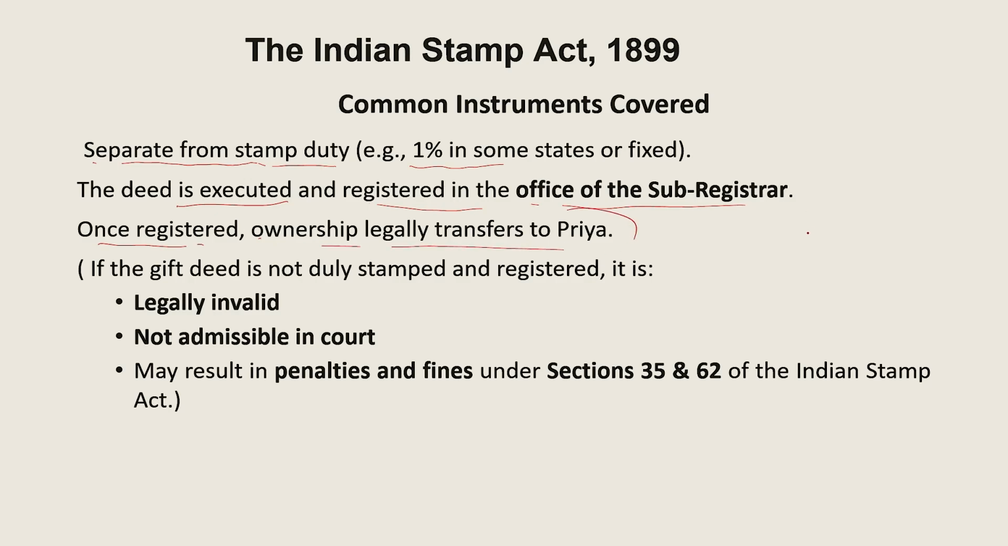But here in this gift deed, there was a legal document which is prepared, but consideration is missing. There is no consideration in a gift deed. Because this document is registered, the deed is executed and registered in the office of the sub-registrar, this gift deed is valid. But for the validity of this gift deed, it needs to be duly signed and executed by the parties, and it needs to be stamped.